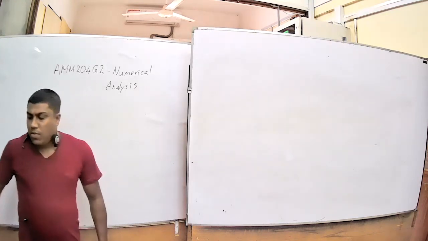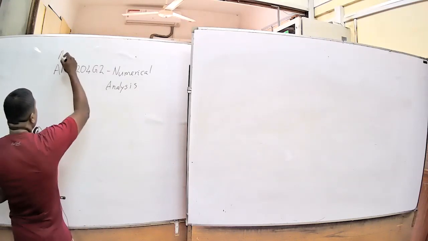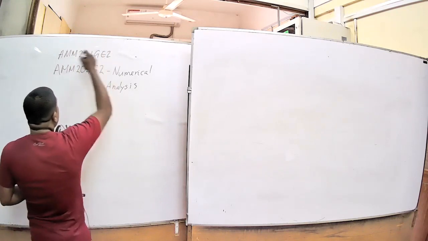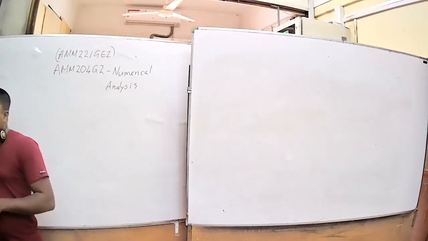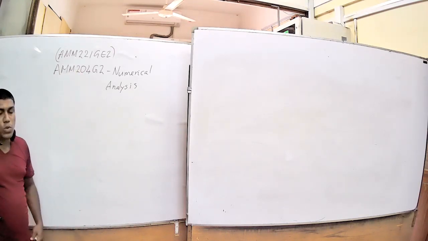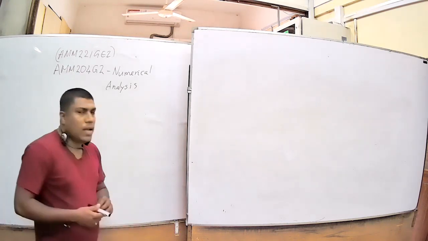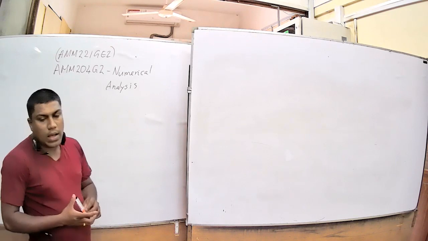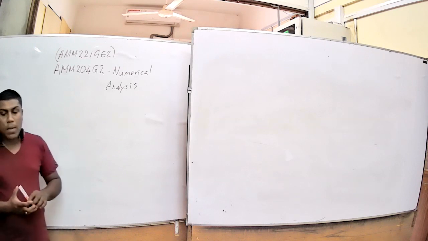From last year we were teaching this course as AMM 204G2, but before that we called it AMM 221 GE2, with the same name. So if you want to look at the past papers for the year before last, you may need to look at the past papers for AMM 221 GE2. It's almost the same course, but slightly modified according to the new syllabus structure, and the course codes are renamed with new numbers. So this time we are teaching it as AMM 204.